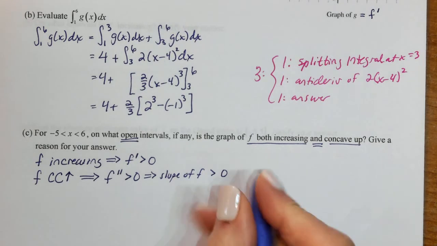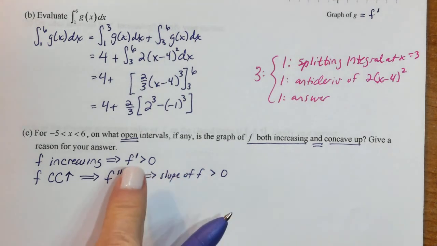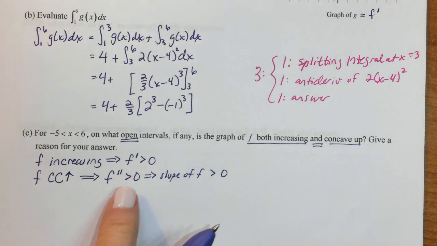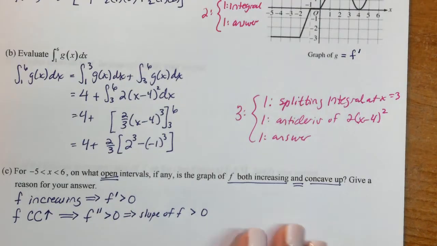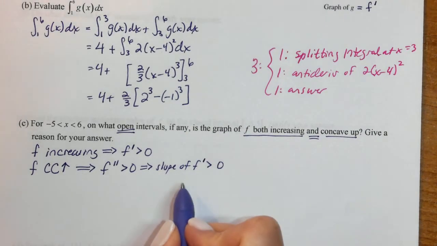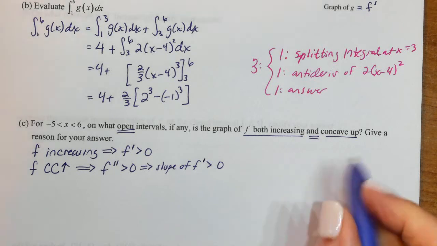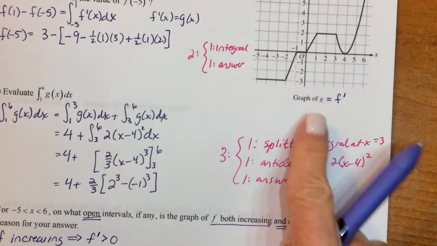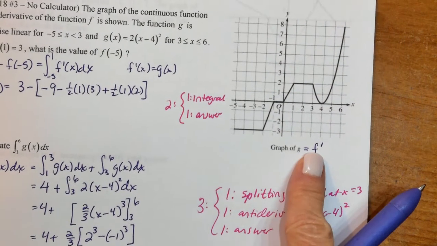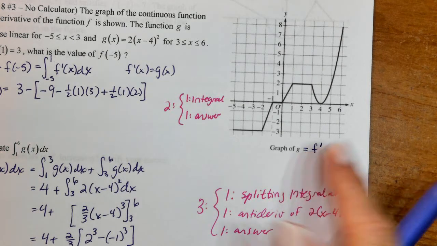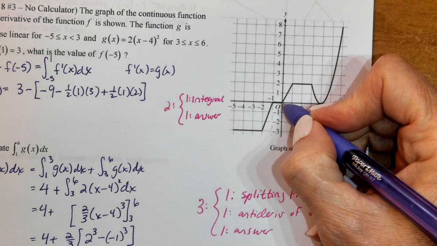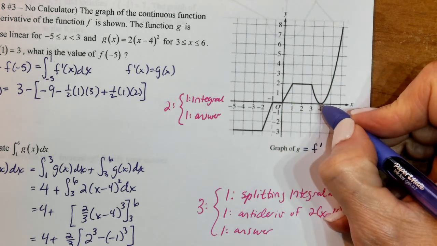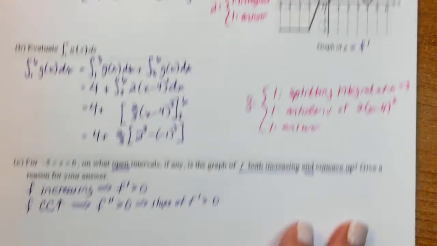Okay? So we want f prime to be positive and f double prime to be positive, the slope of f to be positive. I'm sorry, the slope of f prime. F double prime is the slope of f prime. And we have the graph of f prime. So we want f prime to be positive and its slope to be positive. So we're talking about this region, this section. So from 0 to 1 and from 4 to 6.